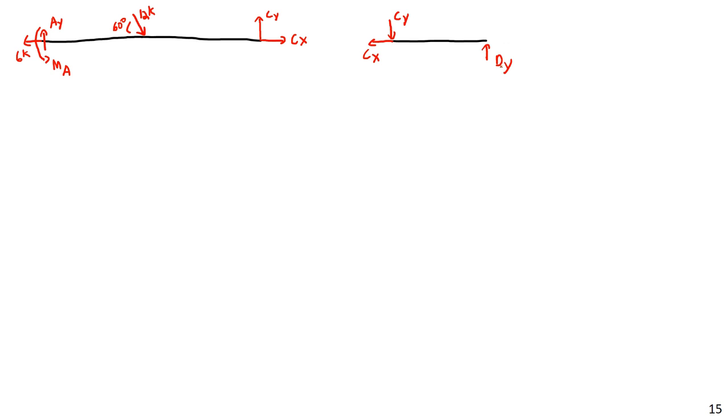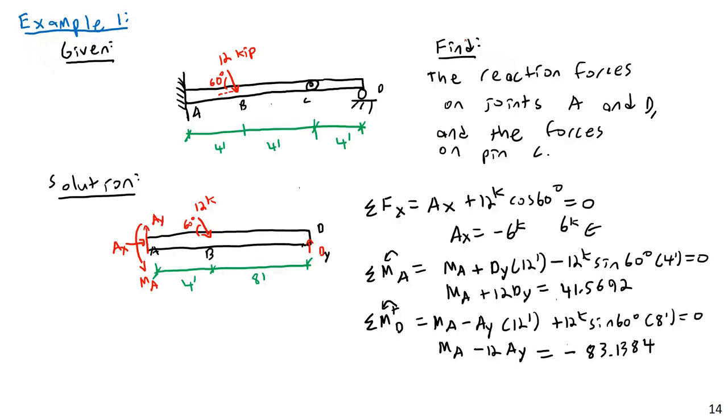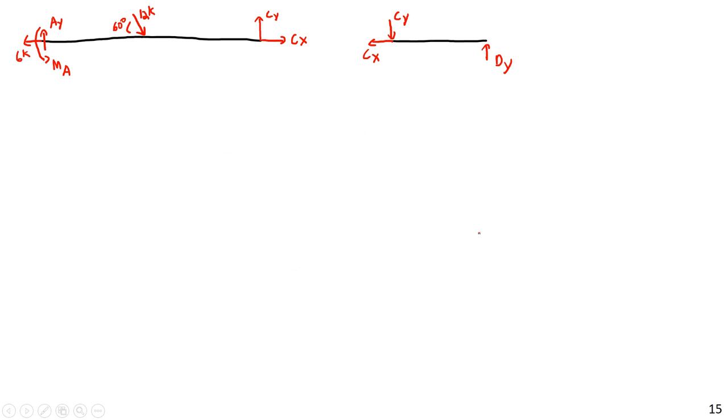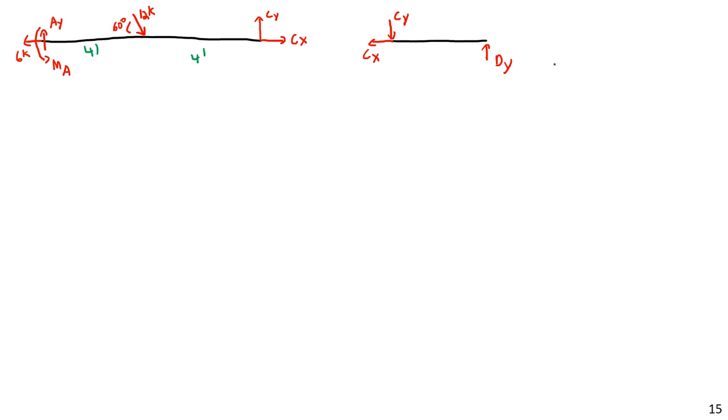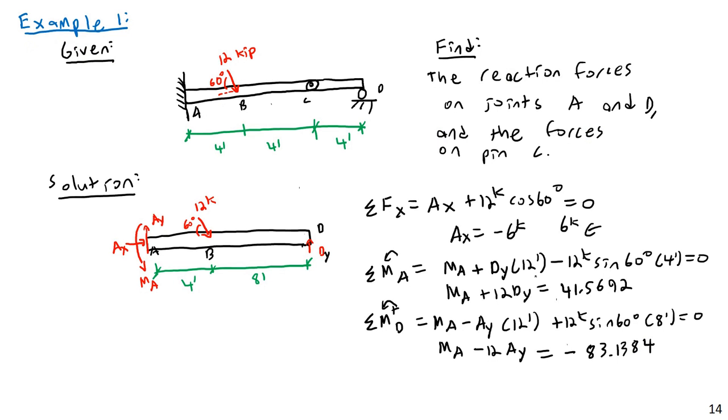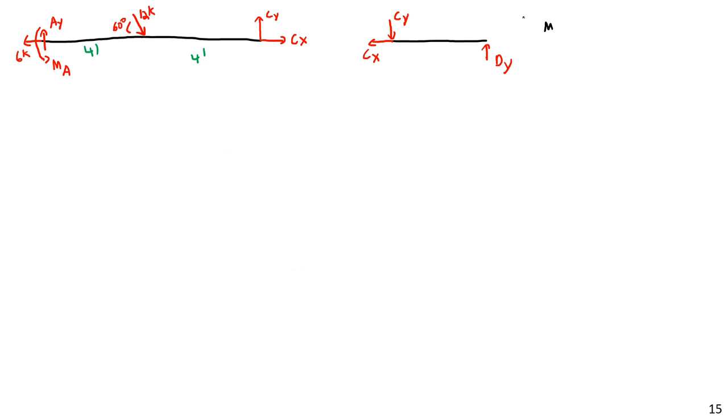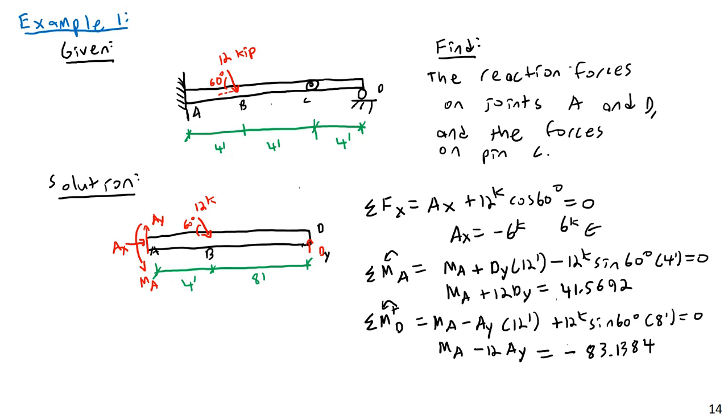And because these still are the same actual external forces, the equations that were valid here are also valid here now. And then I should list the dimensions. We're going to have dimensions of 4 feet and 4 feet. Now I am going to go ahead and copy the equations, because I think we're going to need those. I'm going to copy these down from over here, on the side, so I don't have to keep jumping back and forth. MA plus 12 DY is equal to 41.5692.